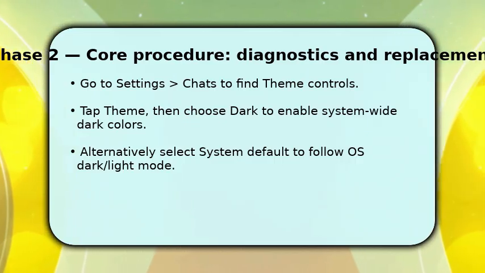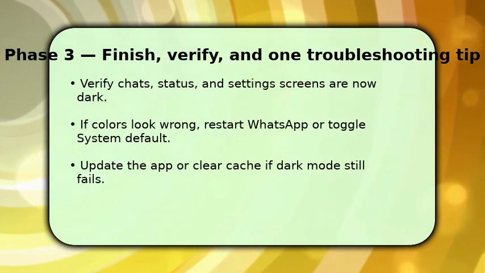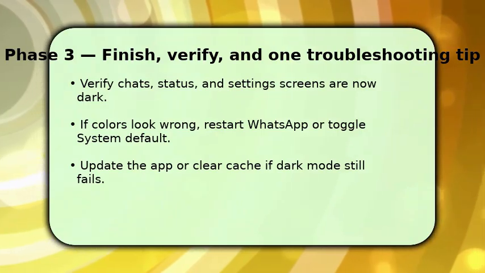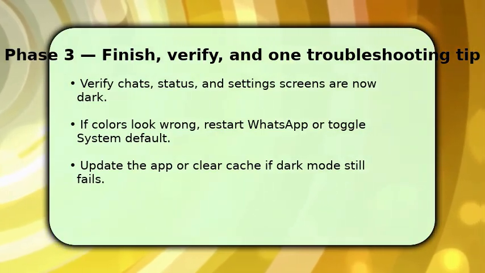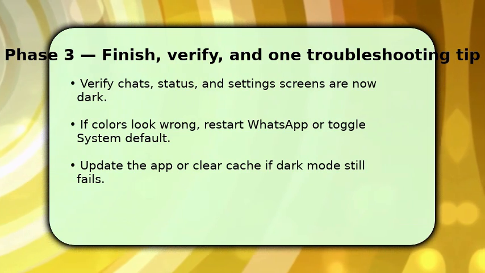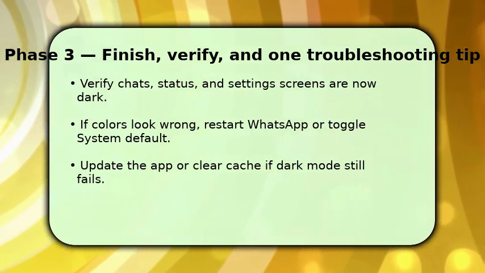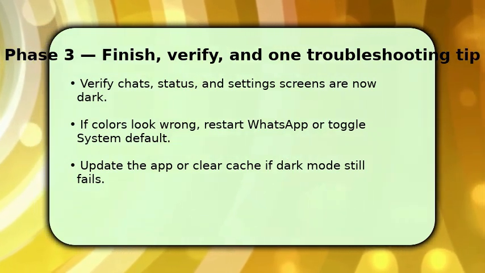You should now see dark colors across chats, status, and settings. Check a few screens to confirm. If something looks off, close and reopen WhatsApp and make sure your phone system theme isn't forcing a different mode. Once done, Restart fixes most glitches.